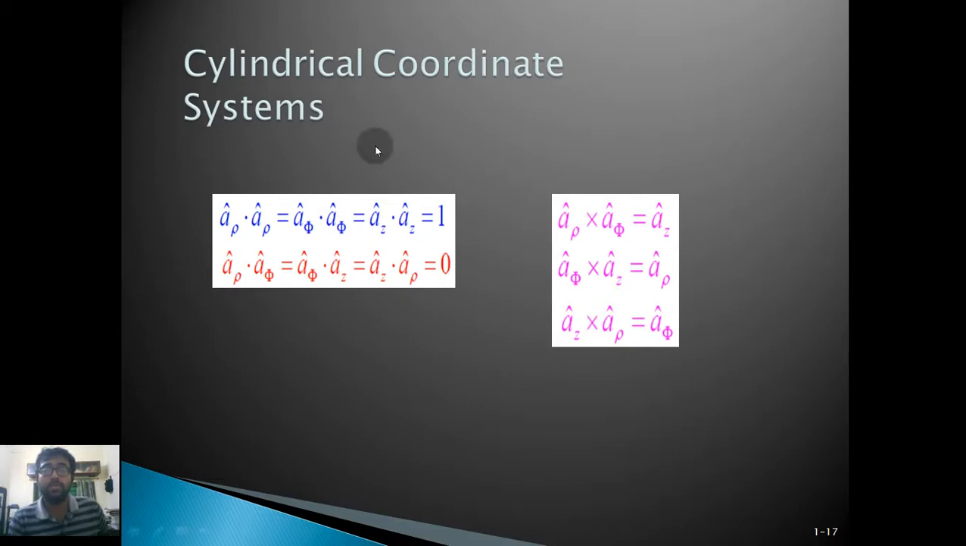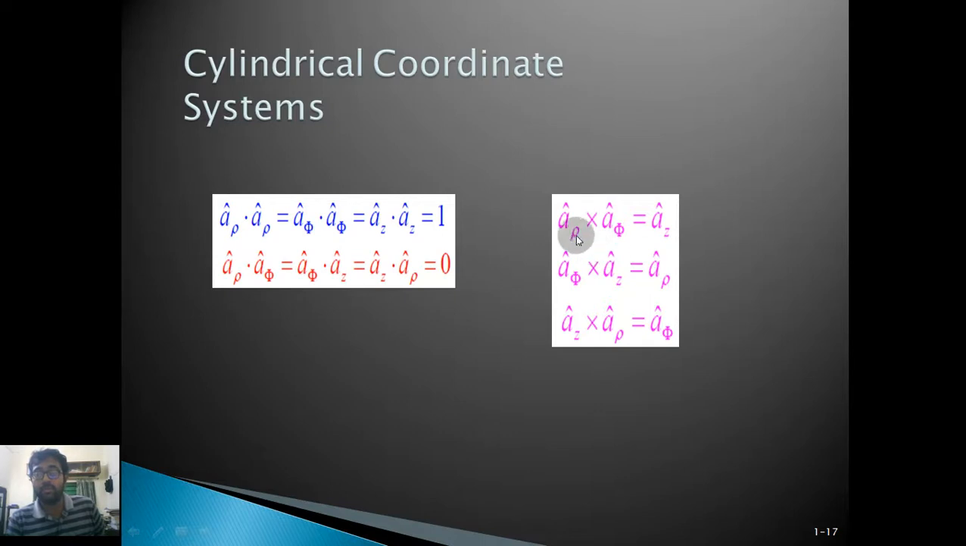Okay, now in the case of the cylindrical coordinate system, one thing we should know is that rho, phi and z are all orthogonal to each other. So if we take a dot product of two different coordinates, we will get a value of 0. That has been described here: the dot product of rho and phi, phi and z, and z and rho will be 0. If we take a dot product of the same coordinate with itself, we will get the value of 1.